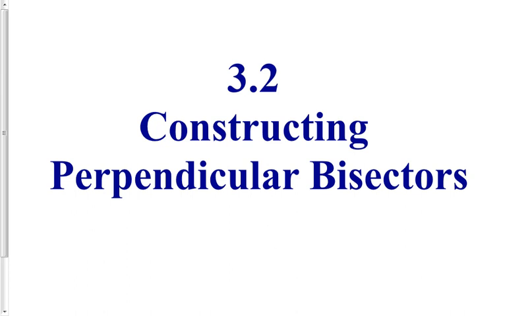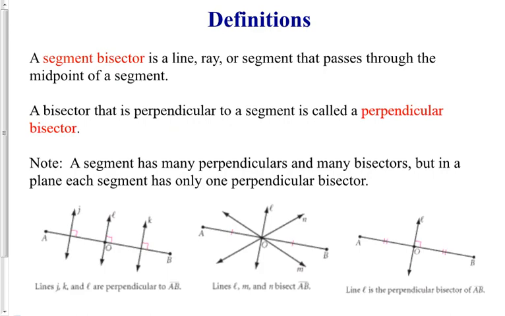Hey everybody, this is section 3.2, constructing a perpendicular bisector. First we're going to define a couple terms here. A segment bisector is a line, ray, or segment that passes through the midpoint of a segment. A bisector that is perpendicular to a segment is called a perpendicular bisector.